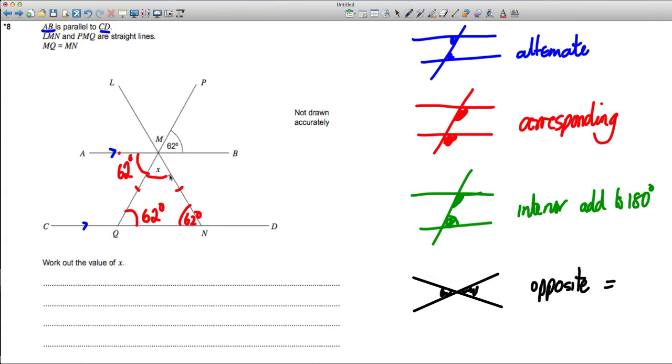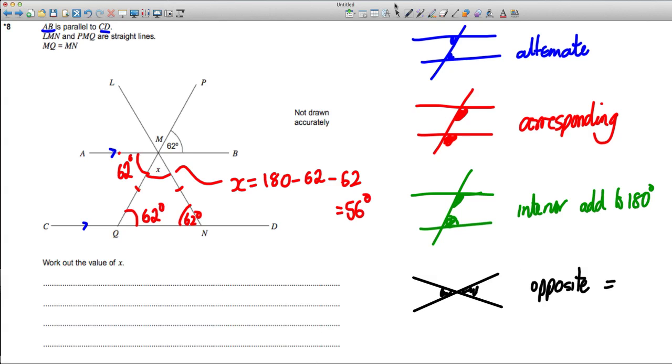And because that angle is 62, this angle must be 62 because you have an isosceles triangle. And therefore you can work out x. X must be equal to 180, subtract 62, subtract 62. And if you do that on your calculator, you would get yourself 56 degrees.